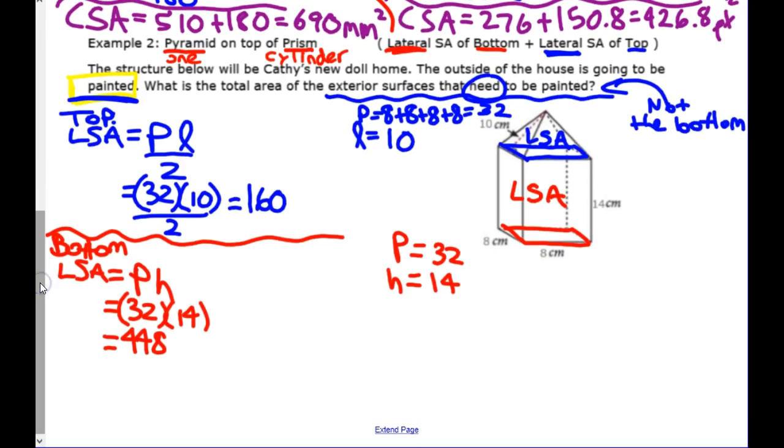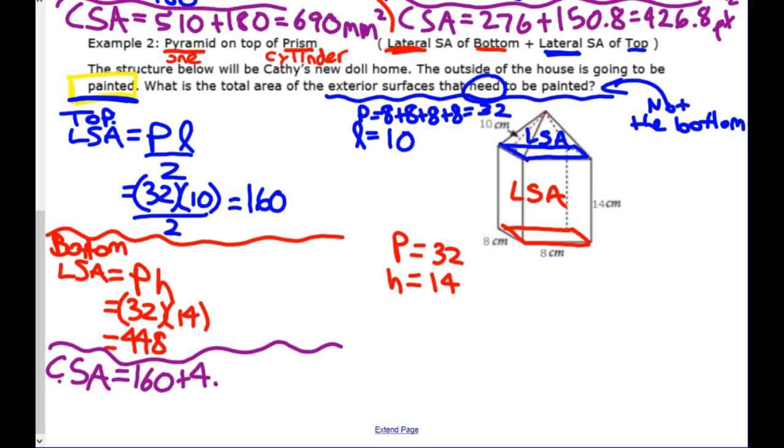Almost done. Our last step, composite surface area. C stands for composite surface area. Take those two parts and add them up. So 160 plus 448 equals 608. 608, and my units are centimeters squared.